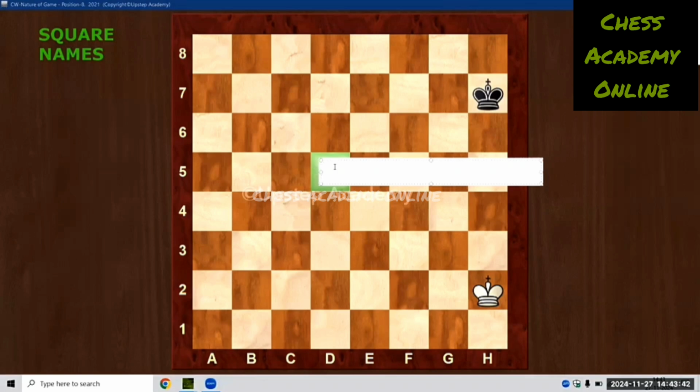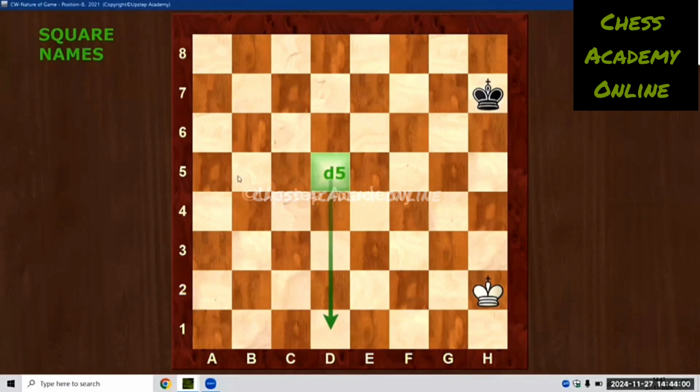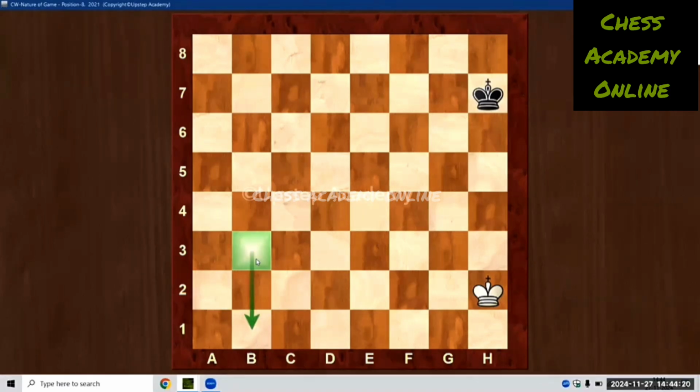It's the D5 square because we have to write small letters for square names, even though it's a capital letter on the chessboard. But usually we use small letters. So it's D5 because it's pointing at the letter D, that is the D file, and rank wise, it's the number 5 on the left side. So that's how we will name all the squares of the chessboard. Let me show you another square. Let's say this one. Now let's focus on this green color square. It's pointing at the letter B and number 3. So this will be the B3 square.